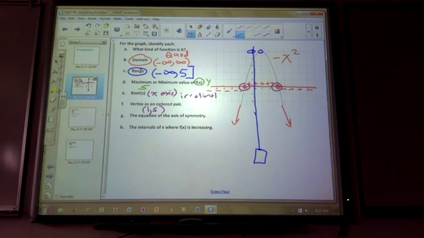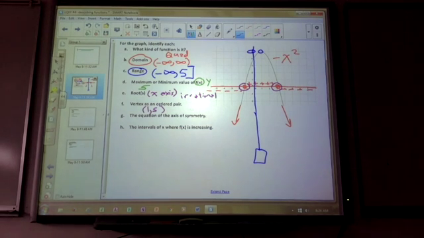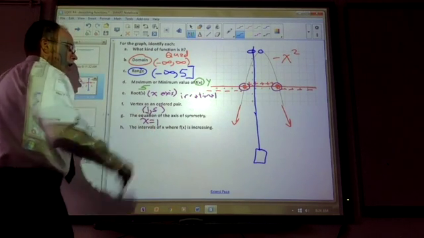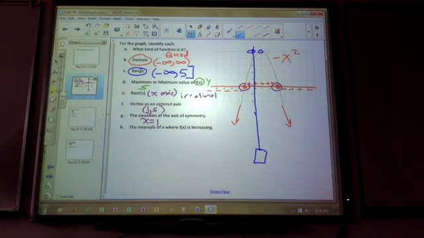The equation of the axis of symmetry. A couple of you struggled with this yesterday. You couldn't remember what the equation of the axis of symmetry was. The axis of symmetry is the vertical line that I can fold. Yeah. Perfect. It is the equation x equals 1. It goes along with the x component of the vertex each and every time.